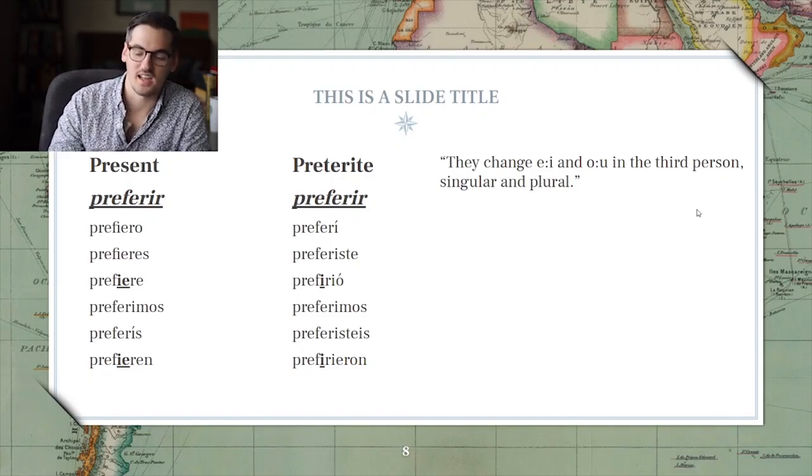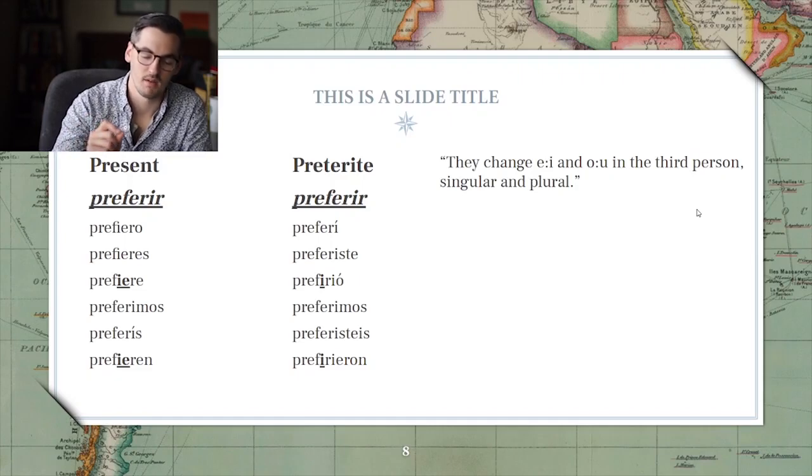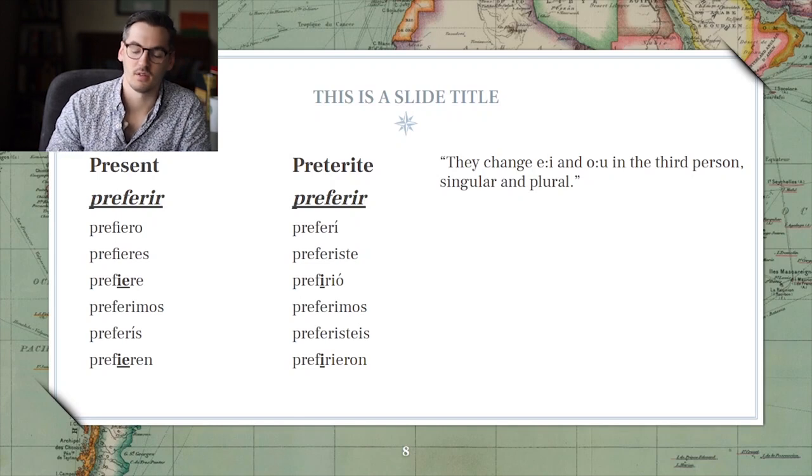They change the E to I and the O to U in the third person. Notice it changes from E, preferir, to I, prefirió, in the singular and plural, and the O to a U in a root changing verb with an O in the root.